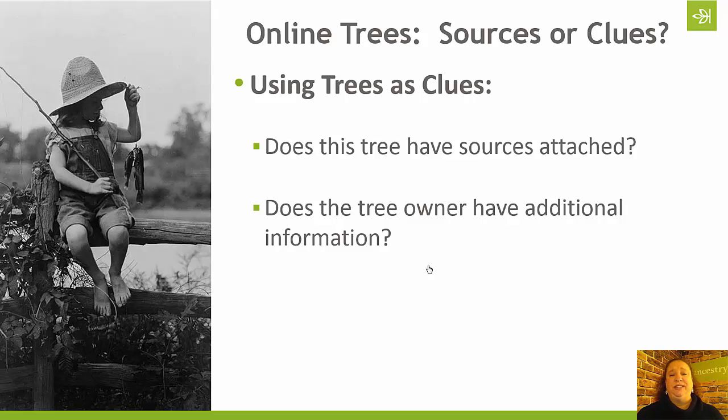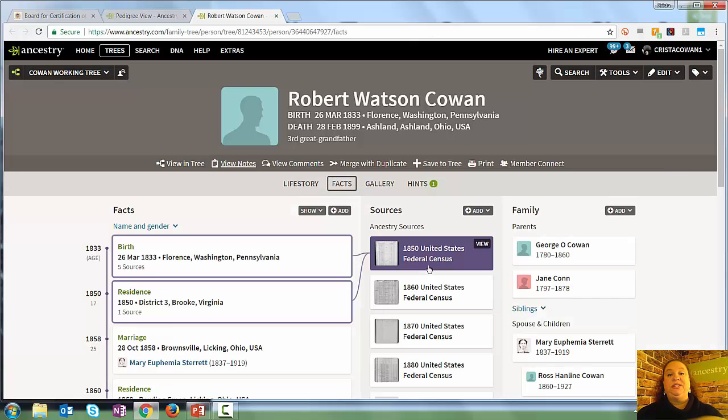That is an important question to ask. Another question to ask yourself as you look at other people's family trees is, does the tree owner have additional information? Now that's really important, especially one of the things that I've discovered in my own research is that some of the trees that appear to have the least amount of source citations are actually some of the most well-researched trees. But I wouldn't know that if I hadn't contacted the tree owner. Contacting the tree owner tells me if they get my message, if they respond. Oftentimes we start this dialogue about where this information comes from.